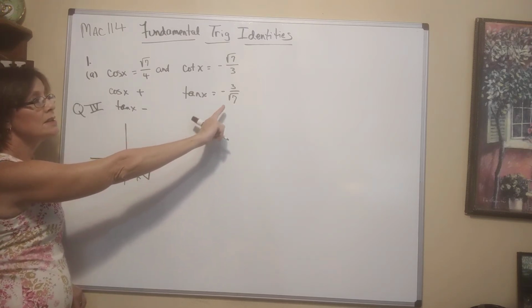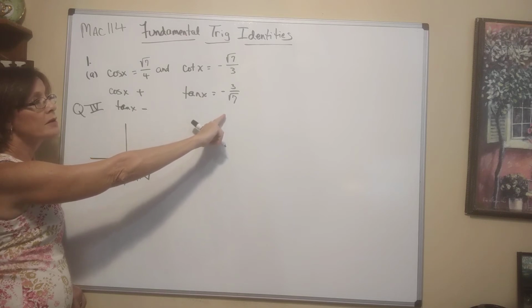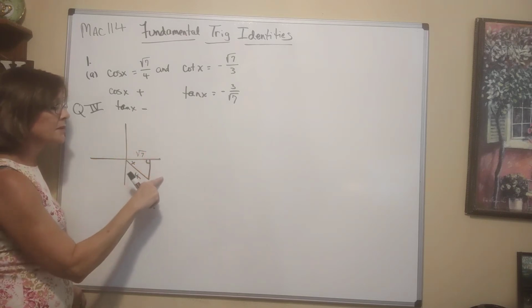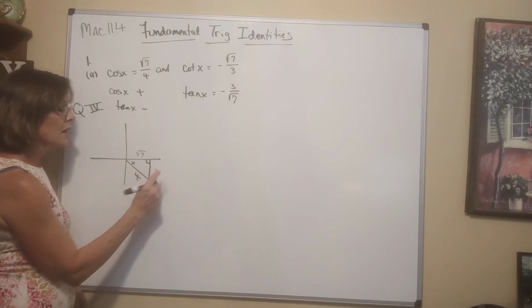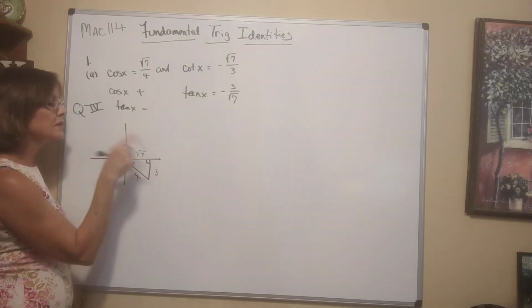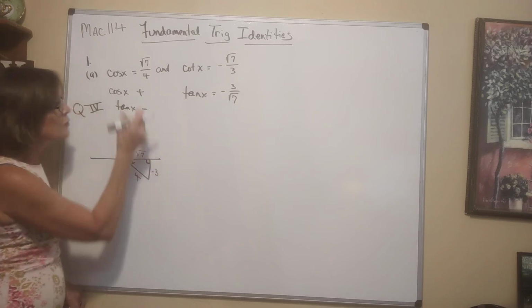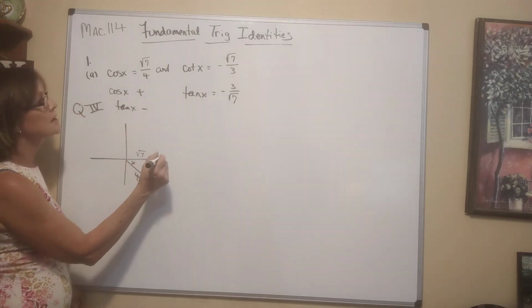The tangent is negative 3 over square root of 7, all right? Well, tangent of x is opposite 3 over adjacent square root of 7, but there's a negative. Which one of these is negative? We're in quadrant 4, so it's here. So with that information, we can go ahead and tick these off.